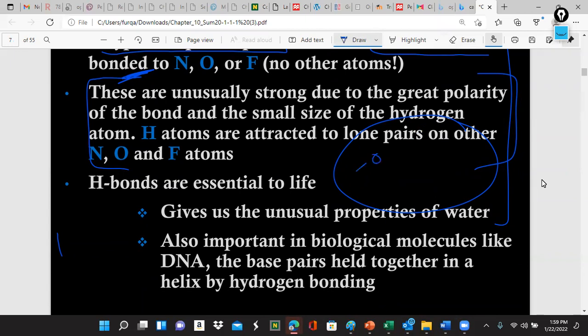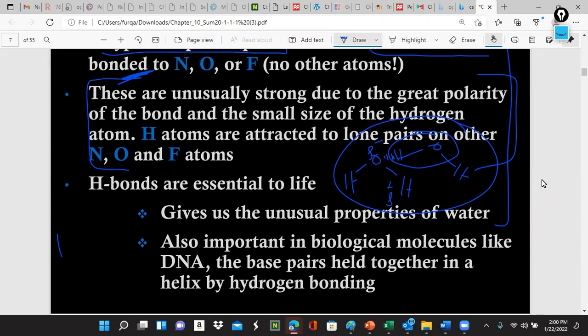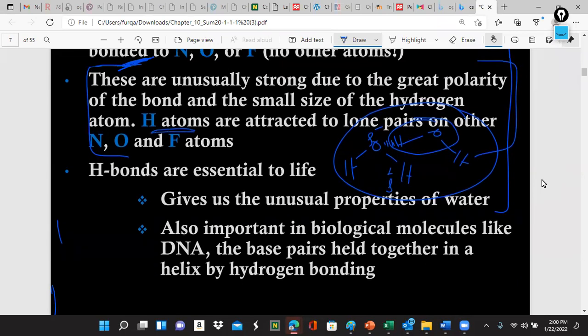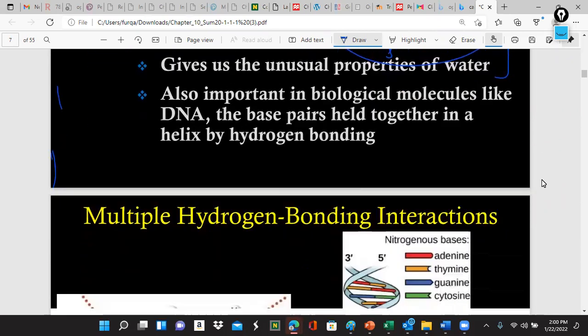So if we have two water molecules here, we know that this is partially negative and this is partially positive. Then another water molecule comes here with this hydrogen and this hydrogen. So this oxygen and this hydrogen are going to make a bond. But look at the condition: this hydrogen is attached to the oxygen only. Hydrogen atoms are attracted to lone pairs on the partner, which can be nitrogen, oxygen, or fluorine.